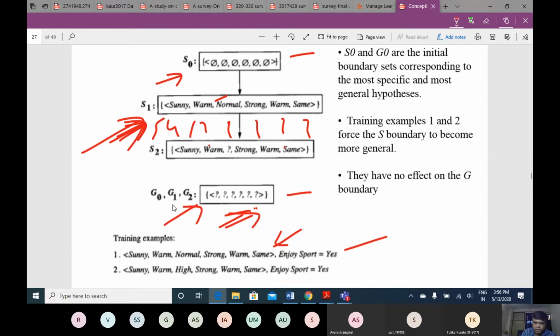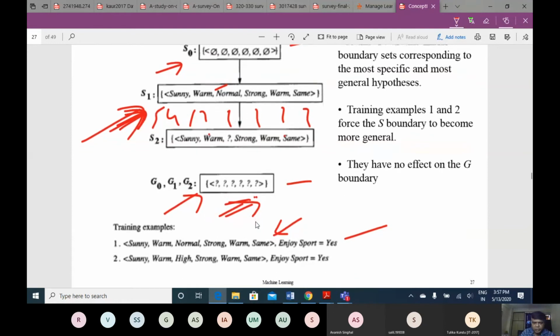So if this general hypothesis is not including this example, then we have to make it more general so that we can include this one. But since it is most general, we don't have to change it for this particular case. We can only change the specific one. So this is the specific one, and it can be changed by making this particular field a question mark. So now this specific hypothesis includes both of them, 1 and 2. So now we have the most specific hypothesis and the most general hypothesis as these two.